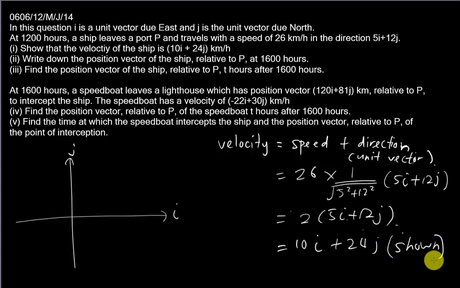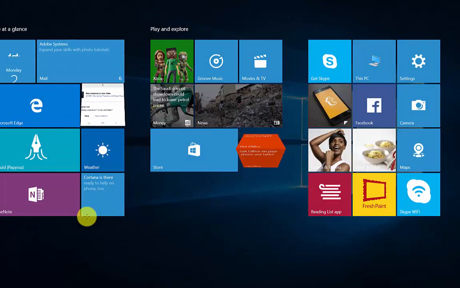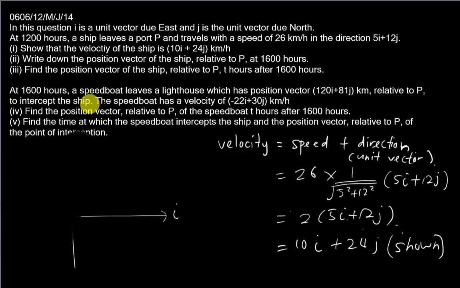That is if you want to use a formula for this one, but if you do not want to use this method, you can use another method to find it. Let's say I know the direction is 5i and 12j. So if I sketch... Oops, I'm sorry. Let me come back to this one.